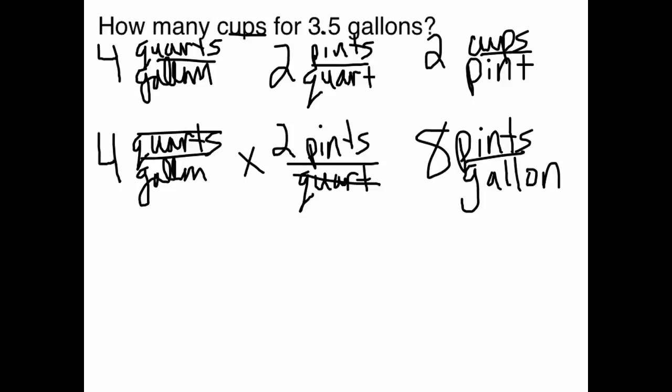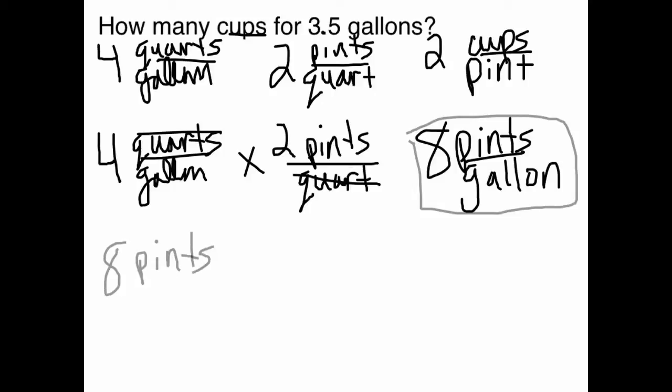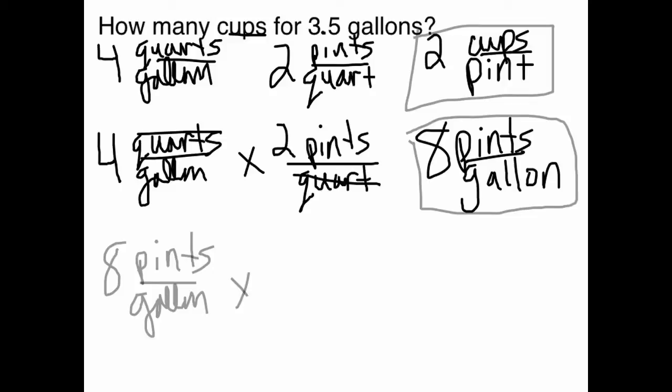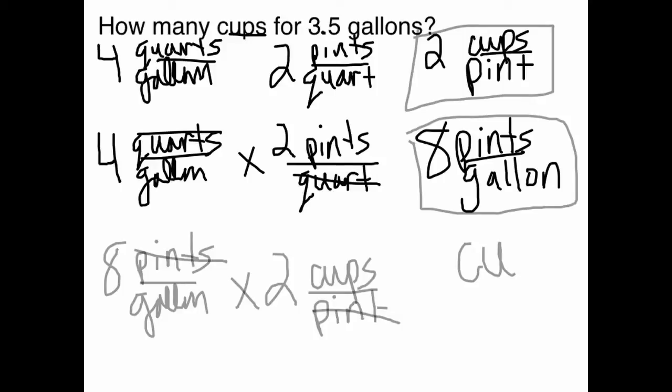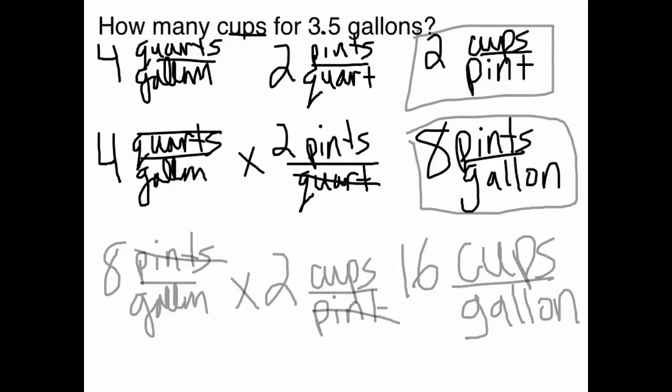All right, now I'm in pints per gallon. I still need to get to cups per gallon. So if I know there are 8 pints per gallon, and I want to get down to cups, I know there are 2 cups per pint. So all I'm going to do to get my pints to cancel out is go ahead and multiply 8 pints per gallon times 2 cups per pint. This will get my pints to cancel out, and I'm left with cups per gallon. 8 times 2 is 16, which means there are 16 cups per gallon.